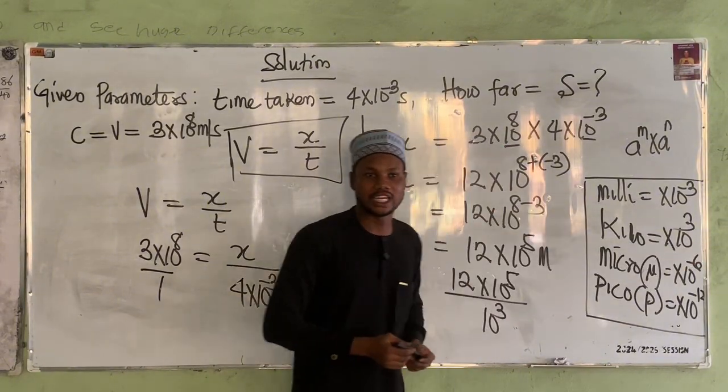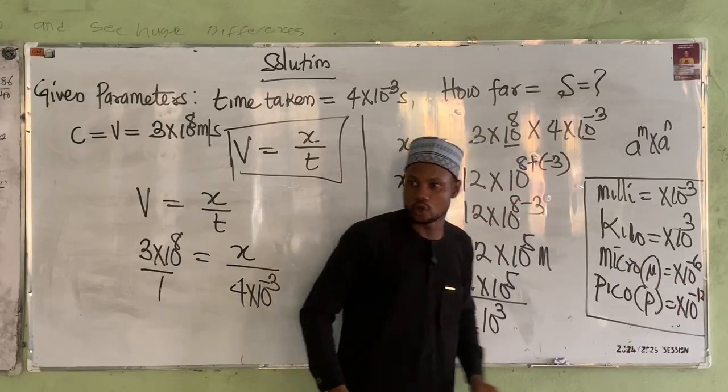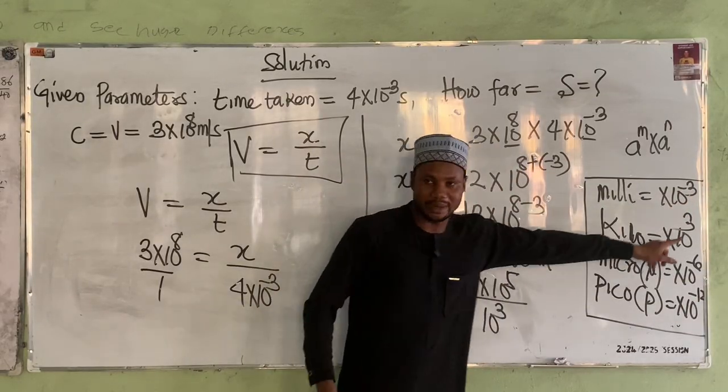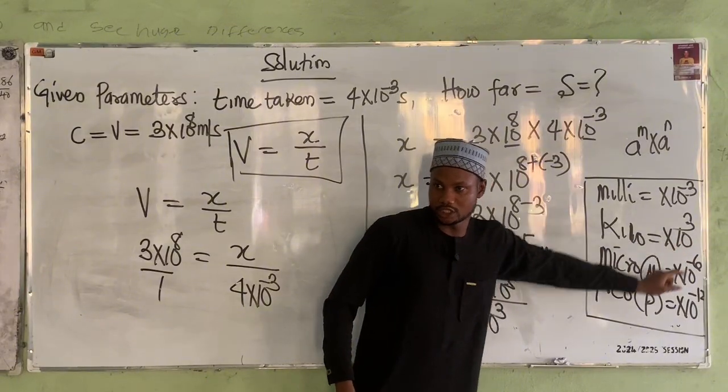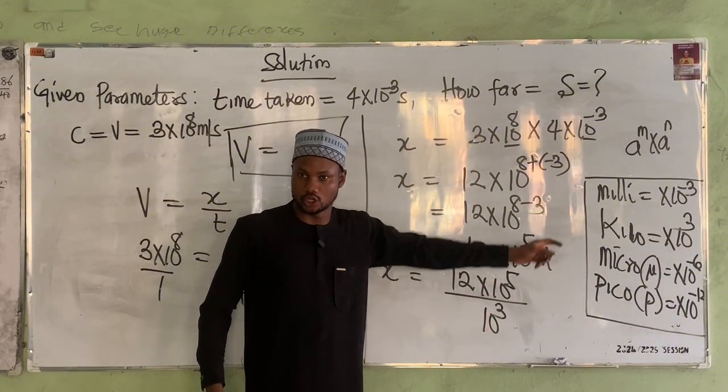If you want to convert anything, if you want to convert to micro, divide by this 10 to the power minus 6. If you want to convert to milli, divide by this guy here. If you want to convert to kilo, divide by this guy here. Hope you are getting this. Please take note. My intention is to convert to kilo, so I will divide by 10 to the power of 3, which is kilo.